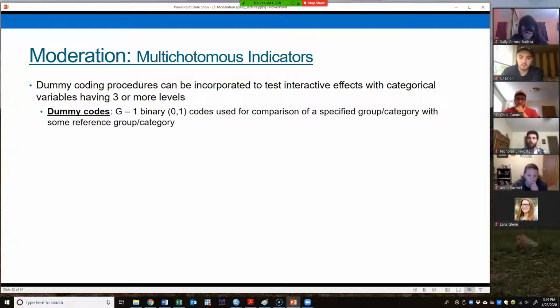But what we can do with the proper coding is we can look at any combination of categorical and continuous variables within a standard regression model. So if I have a categorical variable with 3 or more levels, and now there are other options, what I can do is start dummy coding these, okay? If I dummy code, I create G-1, so number of groups minus 1, binary 0, 1 codes, to start comparing my individual categories to a specified reference group.